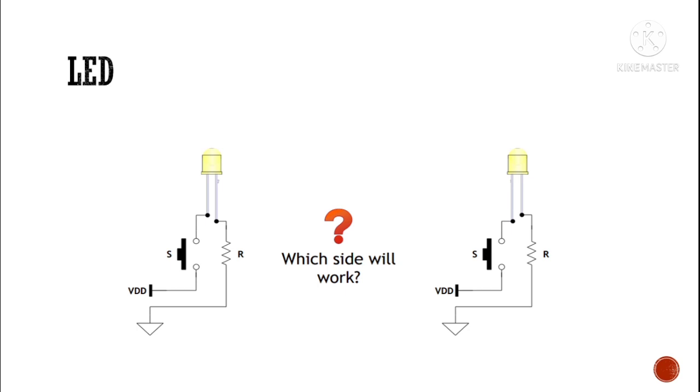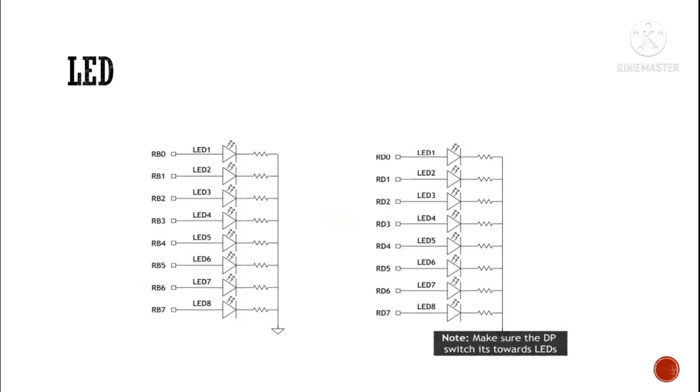Which one is correct, A or B? B is correct because the switch is connected to VDD. The positive terminal of the LED is connected to VDD and the negative terminal of the LED is connected to ground. This is the circuit. Tactile switch.